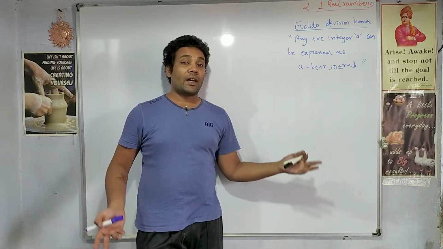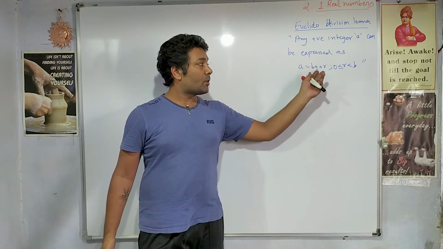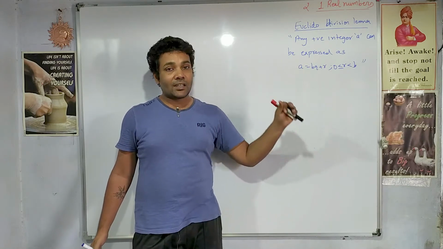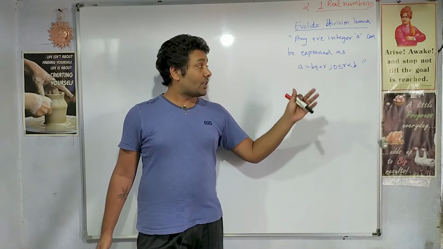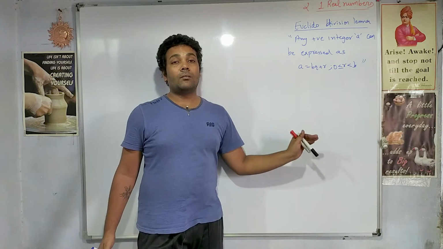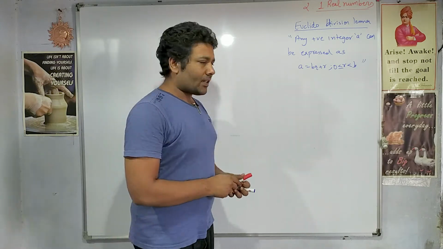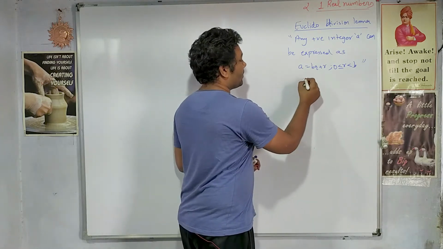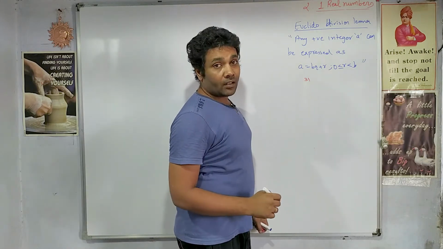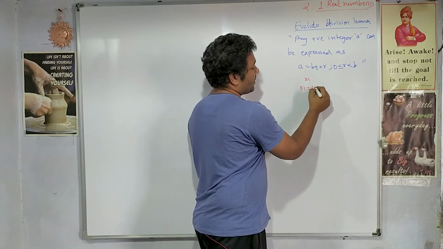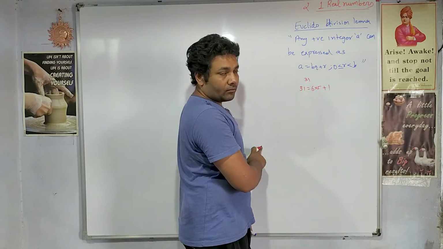What is the use of representing in this format? Yes, we can find HCF easily. We can also solve many other problems easily with such representations. Let us take an example. Let's say you take 31. How will you write 31 as per Euclid? So 31 can be written as 6 fives are 30 plus 1.